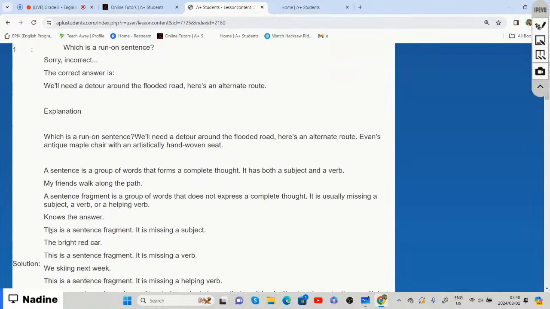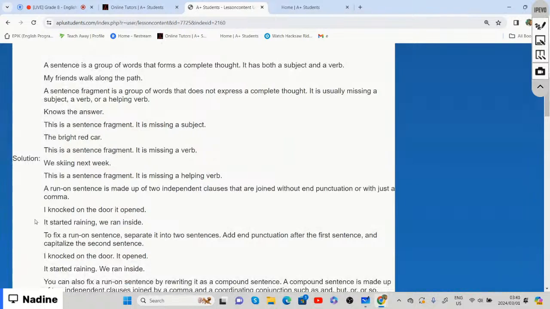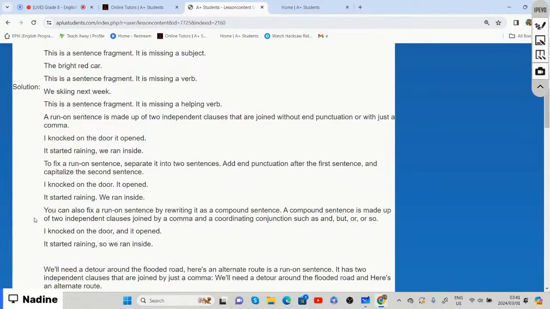And we said a sentence is a group of words that forms a complete thought, and it has both a subject and a verb. And then we said a sentence fragment is a group of words that does not express a complete thought. It's usually missing a subject, a verb, or a helping verb. And then we mentioned a run-on sentence, which is made up of two independent clauses that are joined without punctuation or with just a comma.